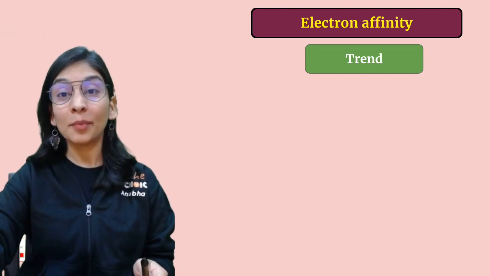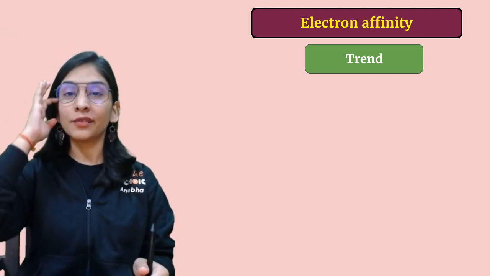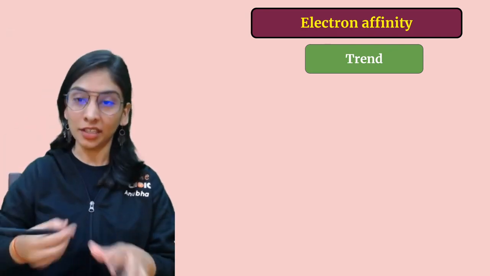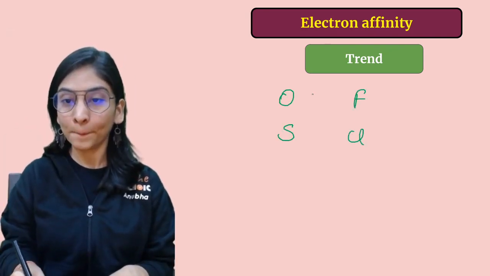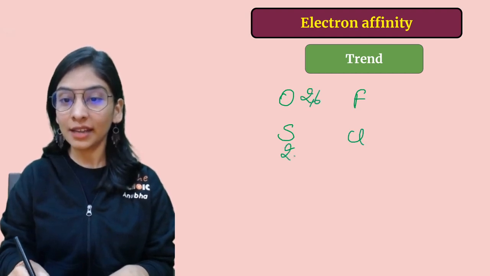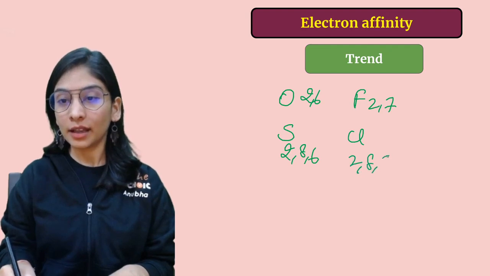The same case happens in the oxygen family. My sulfur will show more electron affinity than my oxygen. Let me tell you: oxygen, sulfur, fluorine, chlorine. And what exactly is the reason? I'll explain that too. 2-6, 2-8-6, 2-7, 2-8-7.